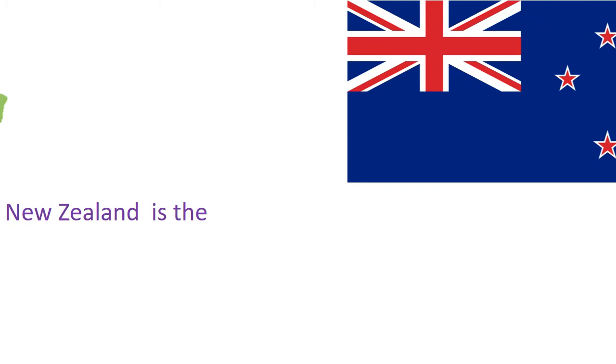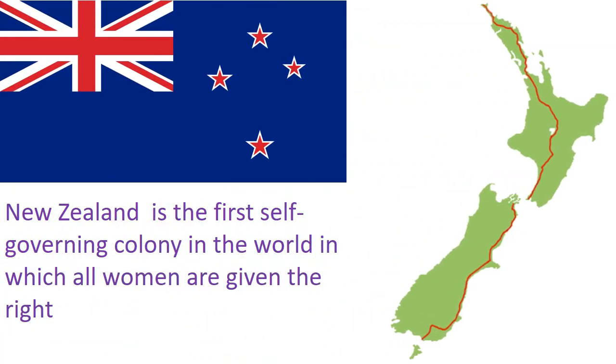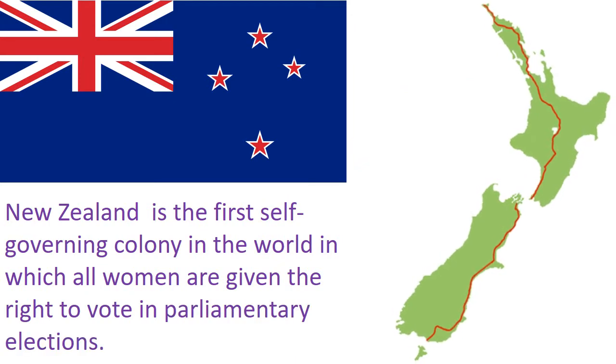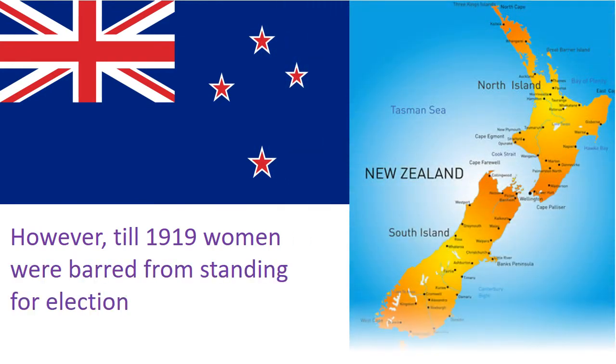New Zealand is the first self-governing colony in the world in which all women were given the right to vote in parliamentary elections. However, till 1919 women were barred from standing for election.